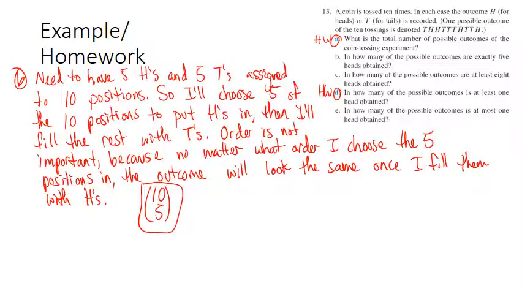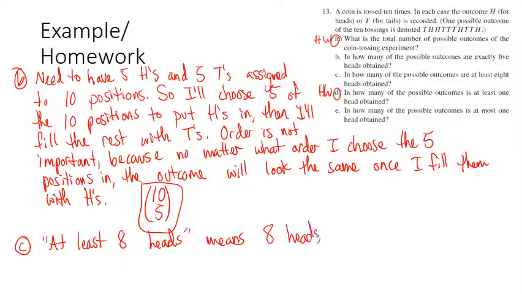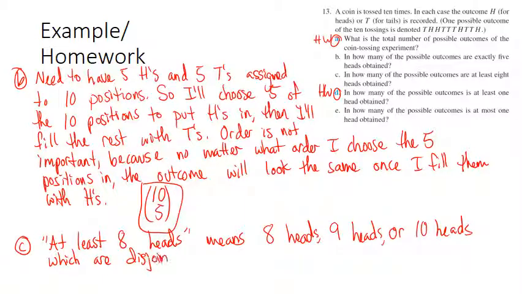All right, and then part C, in how many of the possible outcomes are at least 8 heads obtained? So at least 8 heads means the following: 8 heads, 9 heads, or 10 heads. And those are all disjoint. You cannot have an outcome with both 8 and 9 heads, for example. So these are disjoint. Because they're disjoint, I'm going to use the addition rule.